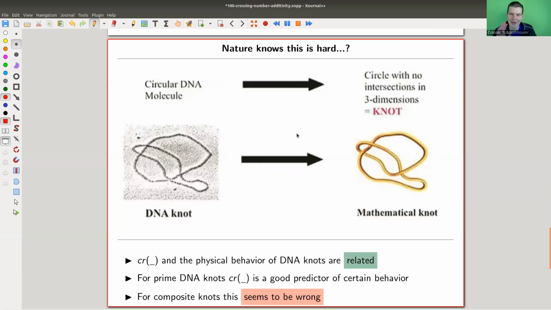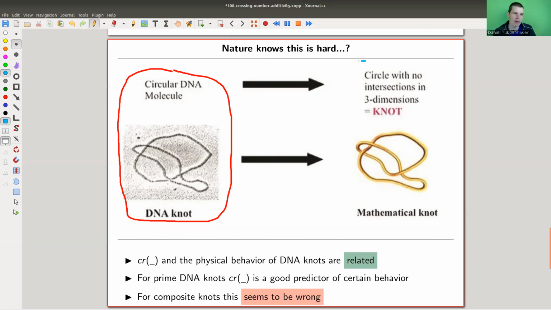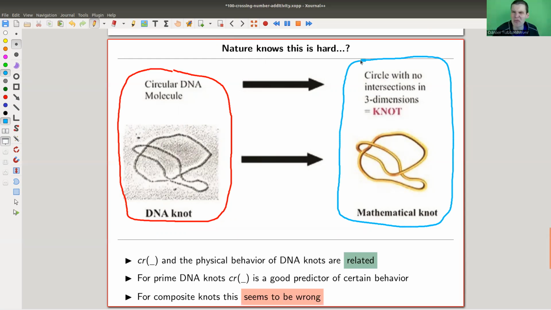Anyway, here comes a fun fact. Paper is linked in the description. I recently learned that, and I got a little bit shocked, but actually this is applicable in nature, and nature somehow knows that this is hard. The connection is that DNA actually forms knots, and a lot of the real-world properties of DNA can be modeled by looking at the underlying mathematical knot. This has been well known for quite a while by now. It's kind of a shocking fact that you can use mathematical knot theory to study DNA.